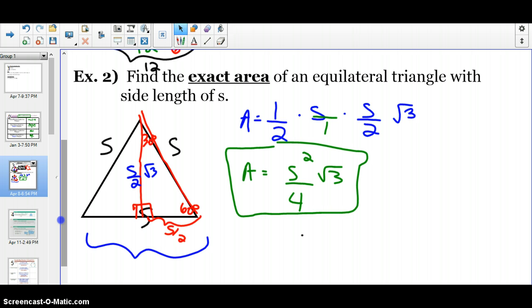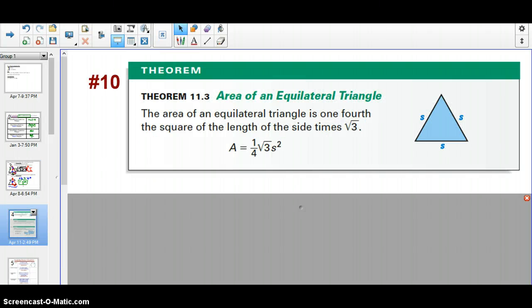And that is actually a vocabulary term. So if you want to get out your vocabulary, you can write this down. The area of an equilateral triangle every time is the following: 1/4 times root 3 times the side squared. You can stop the video and write it down if you want. I'm going to just keep going here.